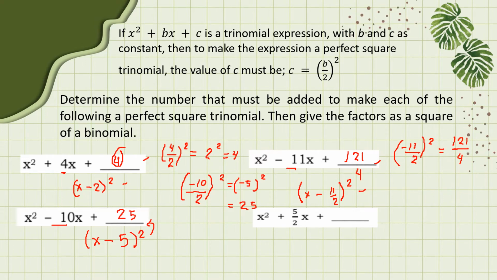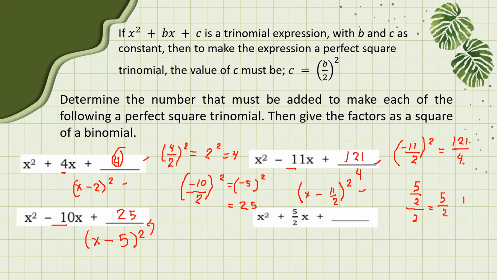Since the formula to get the constant is b divided by 2, our b is 5 halves, so 5 divided by 2 divided by 2. What do we do there? Division of fractions. You know what to do: it becomes 5 halves, then get the reciprocal of the denominator, that is 1 half, and proceed to multiplication. 5 times 1 is 5, divided by 2 times 2, that is 4.